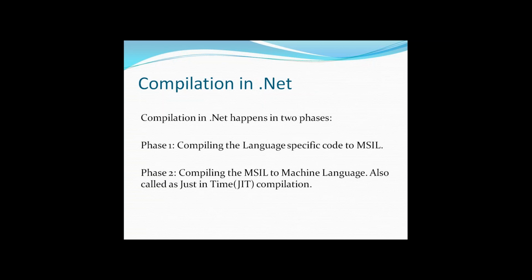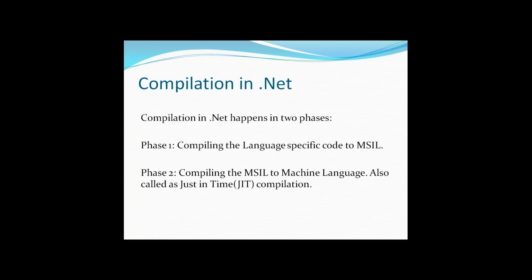However, the process of compilation stays the same across all the languages. As part of the first phase of compilation, the language specific code, whether it is C# or VB or C++ or any other language supported by .NET, will be converted into an intermediate language called Microsoft Intermediate Language code.